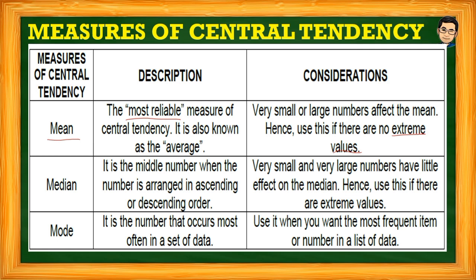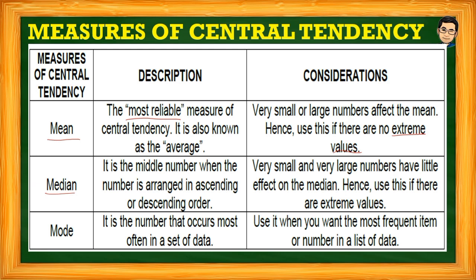Next, we have median. Basically, yung median, ito yung middle number. It is the middle number when the numbers are arranged in ascending or descending order. Tandaan natin, kailangan nating i-arrange yung data para makuha natin yung median. Kapag yung given data natin is hindi naka-arrange and then in-identify natin yung pinakagitna doon, magiging mali po yung ating sagot. First and foremost, kailangan po nating i-arrange. Unlike mean, hindi masyadong naapektuhan yung median ng mga extreme values.